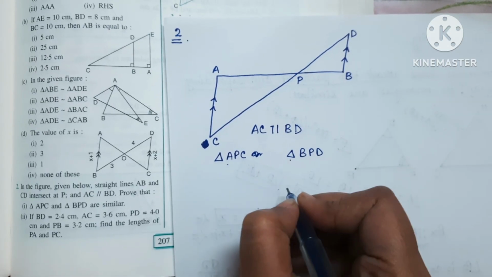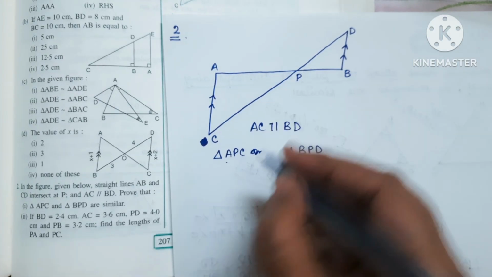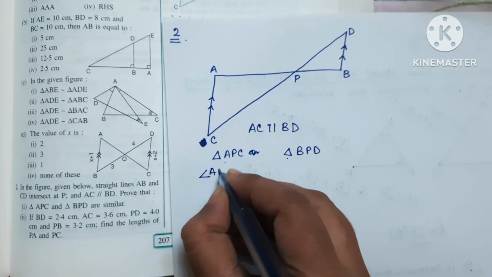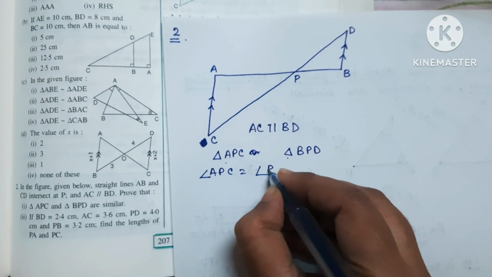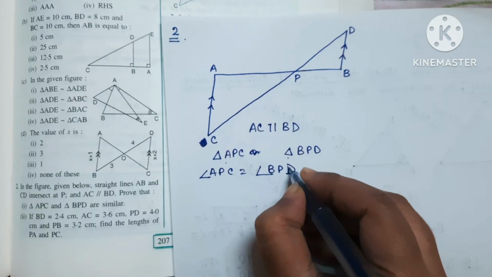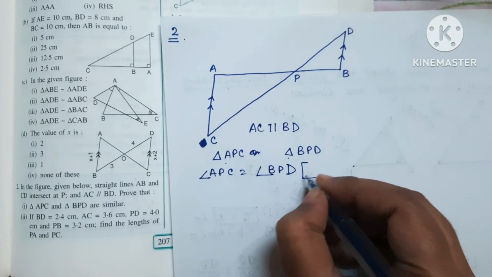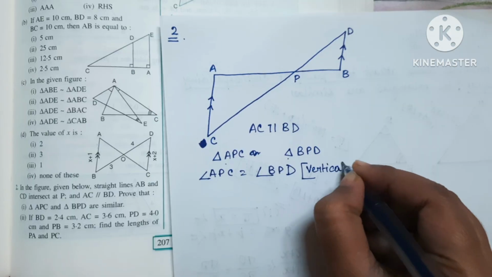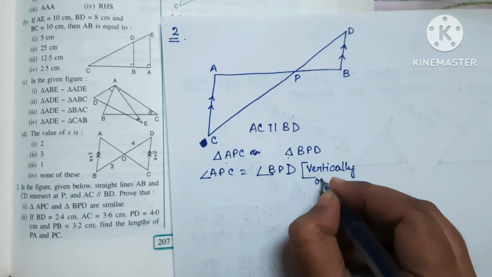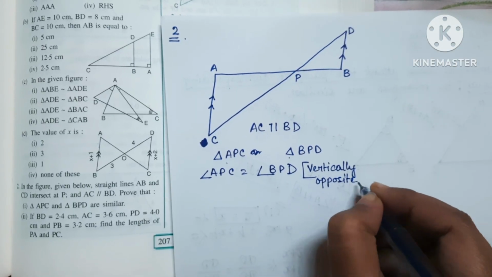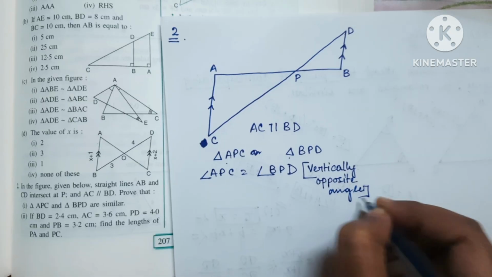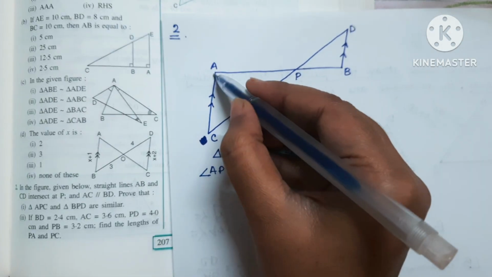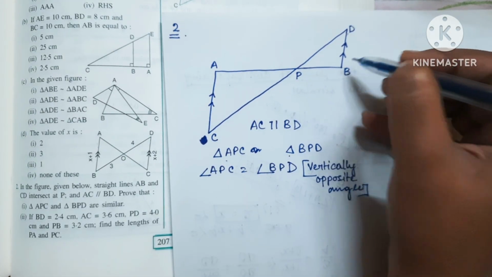Now in case of these two triangles, angle APC is equal to angle BPD. Why? Because they are vertically opposite angles. Right? Now, see, these two lines are parallel.